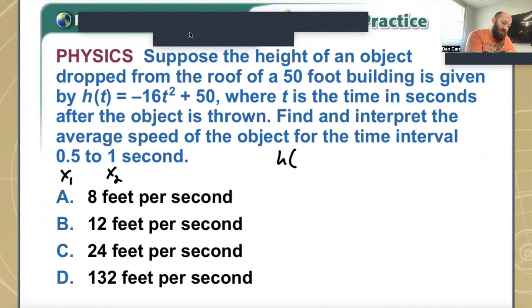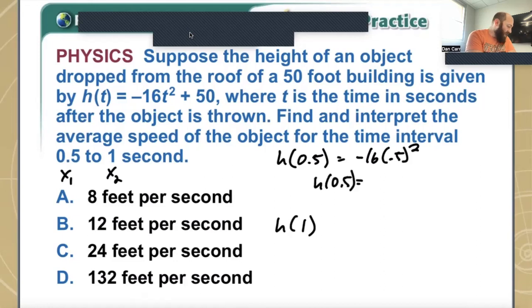The first thing I need to do is find h(0.5) and h(1). So this is going to be -16 times 0.5 squared, and h(0.5) is going to come out as 46. Here, h(1) is going to be -16 times 1 squared. Oh, I forgot to do plus 50 up here. My bad. And then plus 50. So h(1) is going to come out as 34.